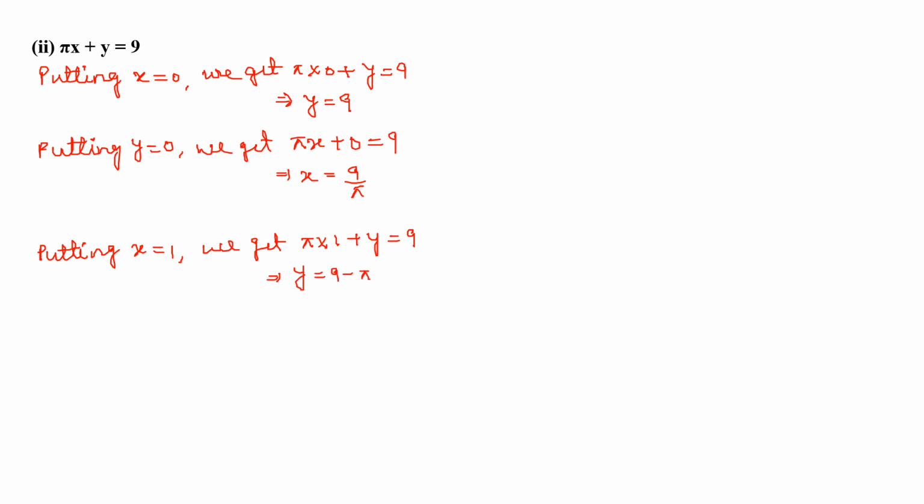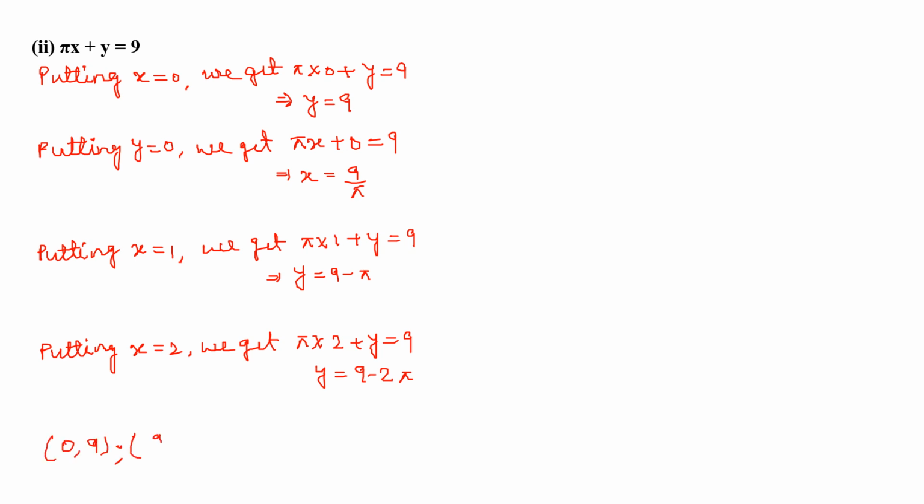Okay. Now next is putting x equal to 2. So putting x equal to 2, we get pi into 2 plus y equal to 9. So y will be 9 minus 2 pi. Now I got my four solutions. So the first solution was 0 comma 9. Then second was 9 by pi comma 0. Third is 1 comma 9 minus pi. And the fourth is 2 comma 9 minus 2 pi.